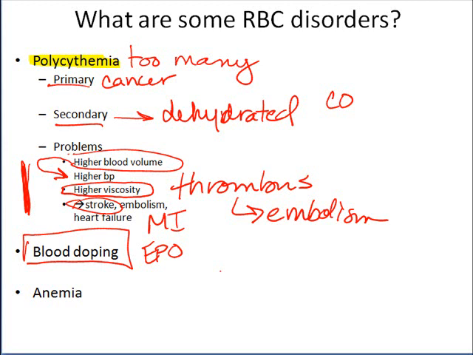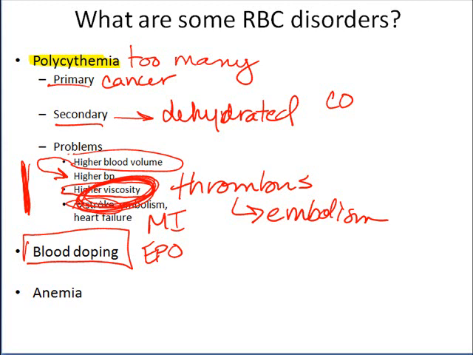The downside, of course, is that, again, we're increasing viscosity. And there have been cases where bicyclists who have undergone blood doping have ended up dying because their blood became so viscous their heart could not circulate the blood properly. So, bad idea, blood doping.